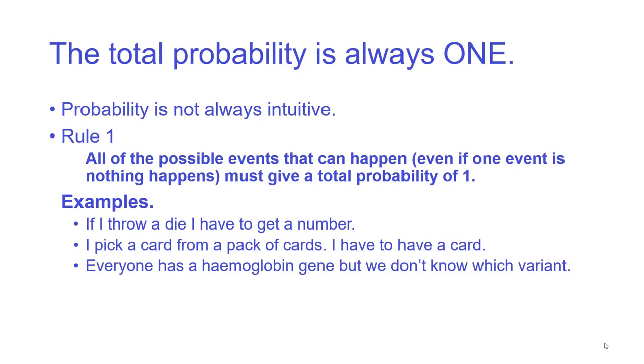One thing we always do know is the total probability is always 1. Something has to happen. If I exhaustively look at all of the different possible events, then one of them has to turn up. If I roll a die, I have to get a number. If I pick a card, I have a card. If I live, I have a gene. I don't know which variant of that gene I have, but I know I've got one, because otherwise I wouldn't be alive.